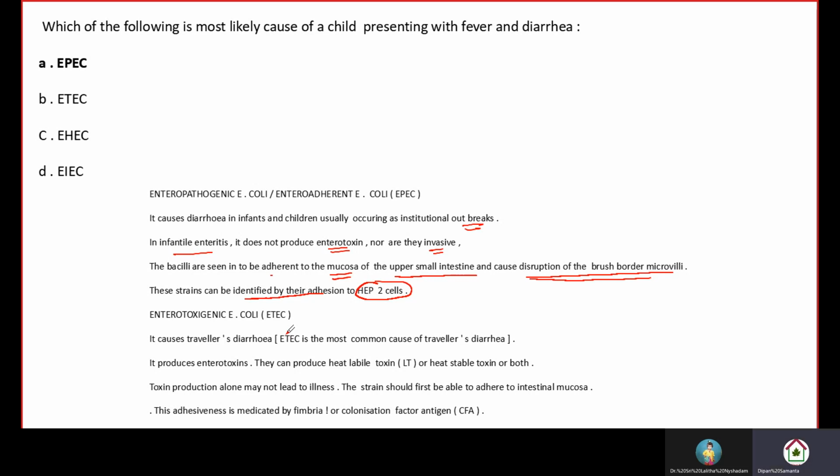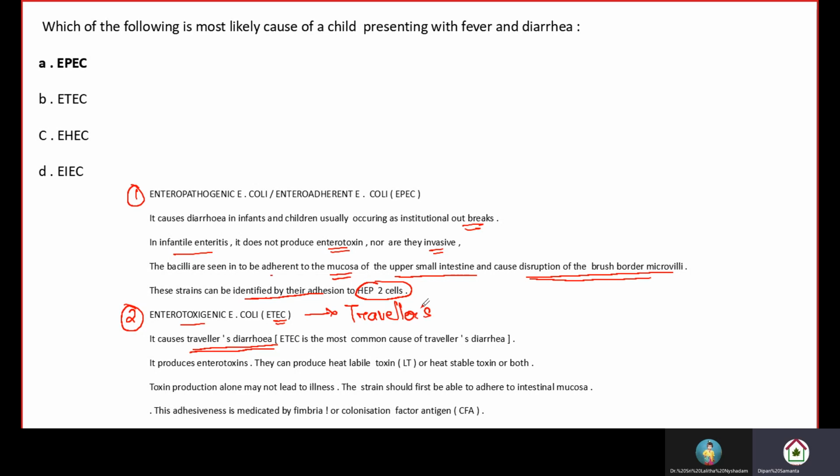So these bacterial strains remain adherent to HEp-2 cells, and in this way we can identify them. Other groups of E. coli do not remain adhered to HEp-2 cells. Okay, so this is number 1. Number 2, enterotoxigenic E. coli, ETEC. It causes traveler's diarrhea. Very important.